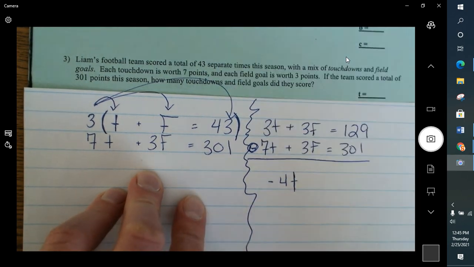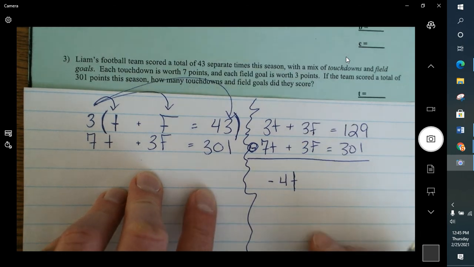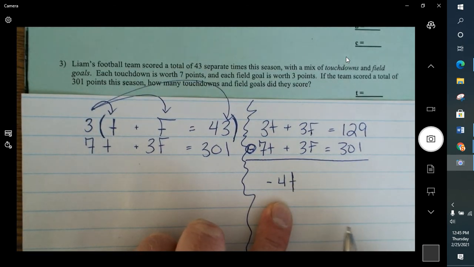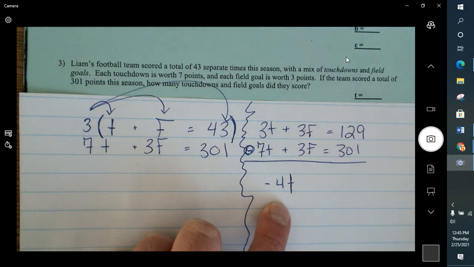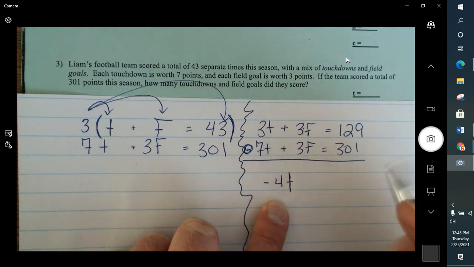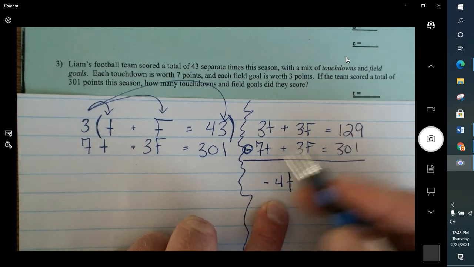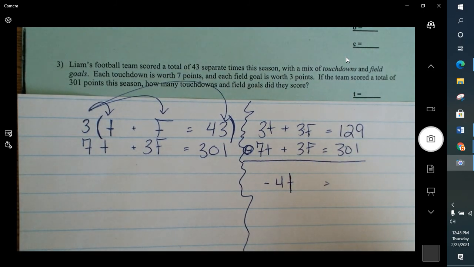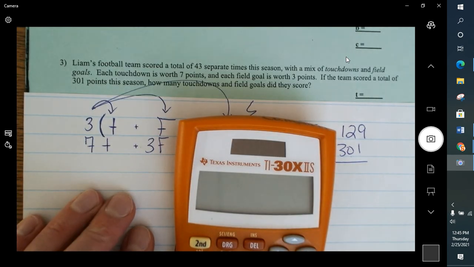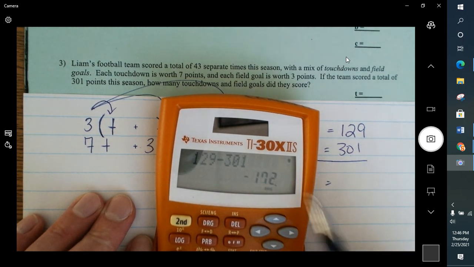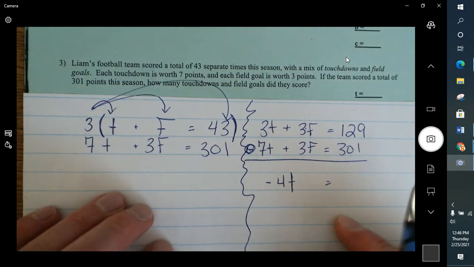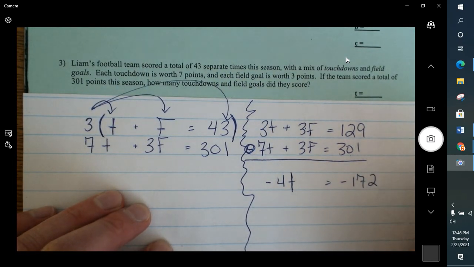Sorry, I hate T's because they kind of look like plus signs. In the future, I'd recommend picking a different variable, but it makes sense: T, touchdowns. Let's go forward. Over at 3 minus 3, those field goals eliminate. That's why we wanted to do that. 129 minus 301 is going to be a negative number. I'm going to grab my calculator to speed up the process. 129 minus 301, and it tells me negative 172. So we get our negative 172.